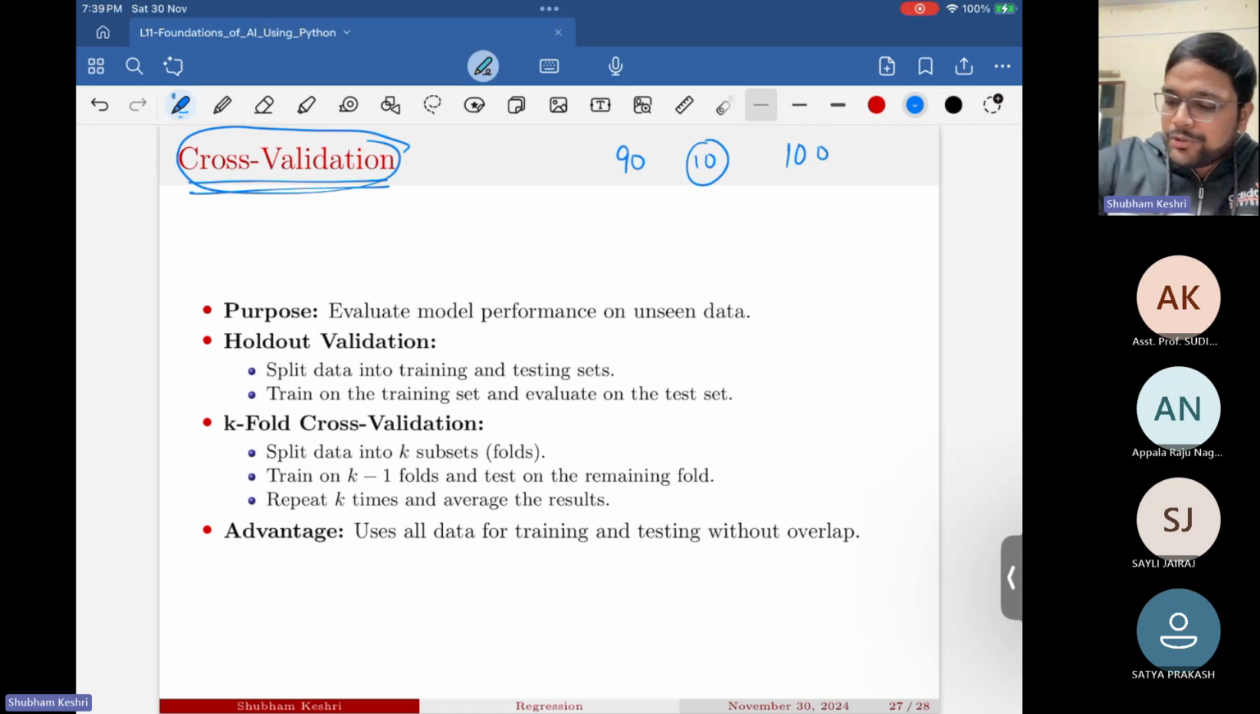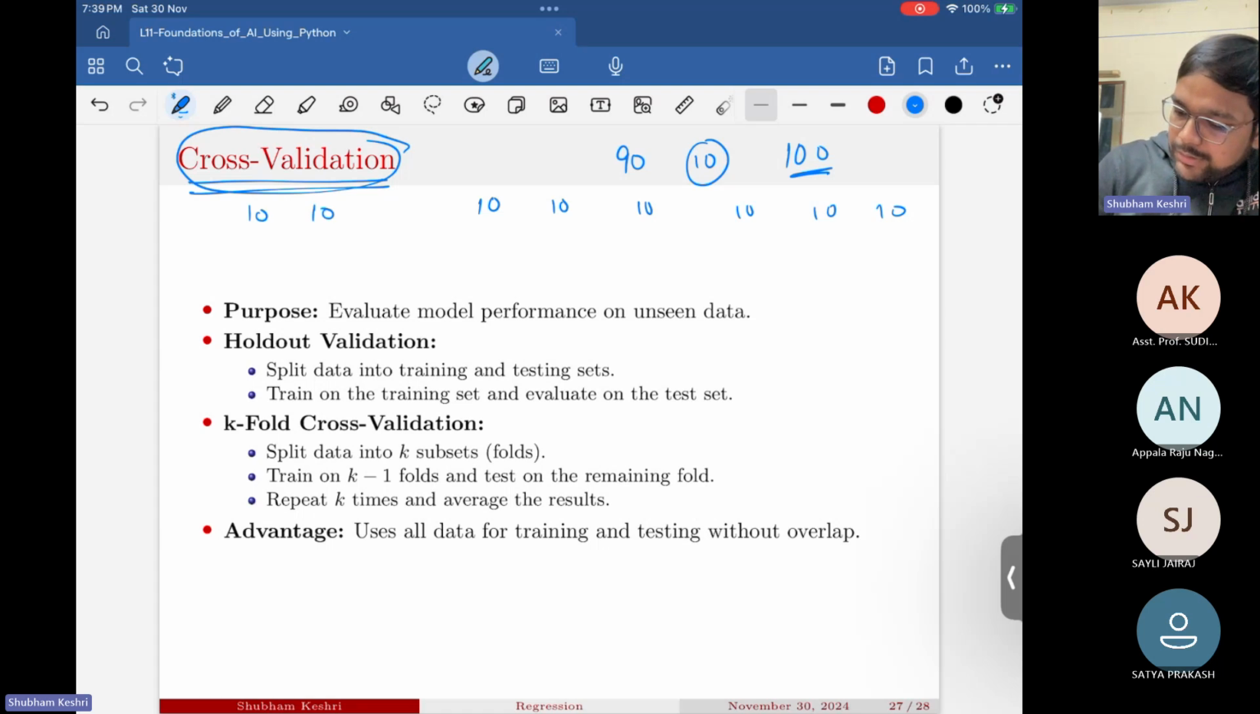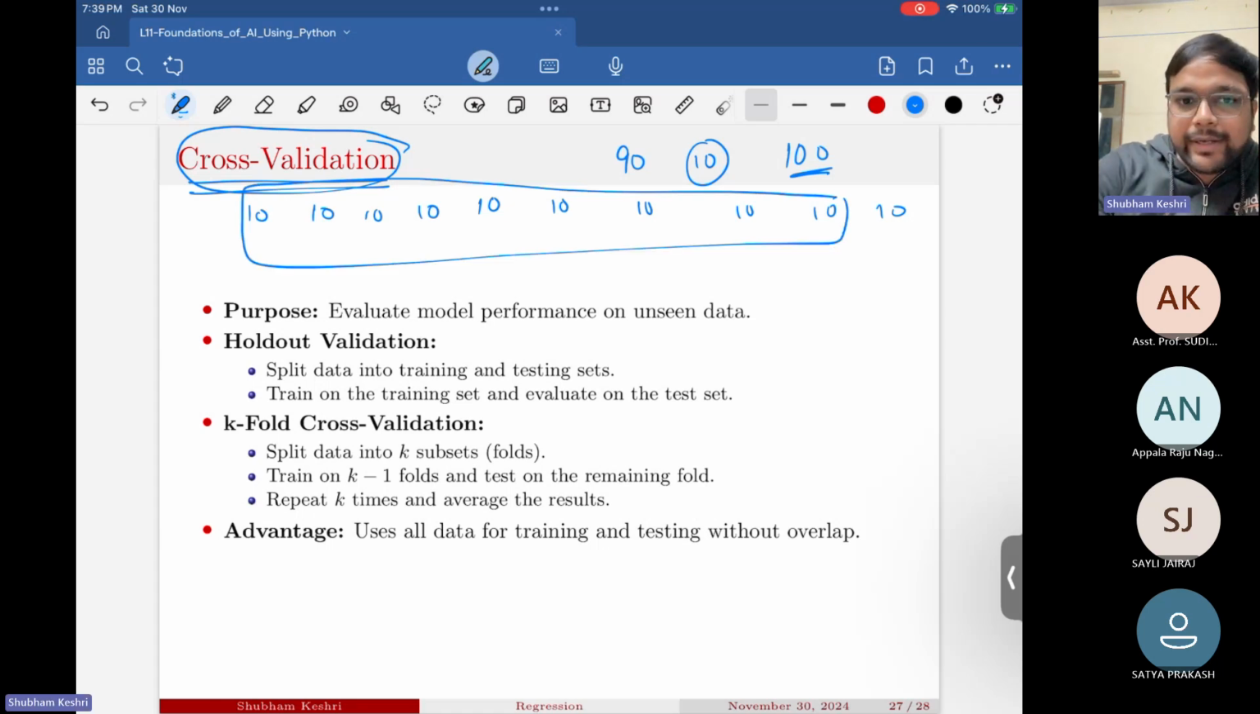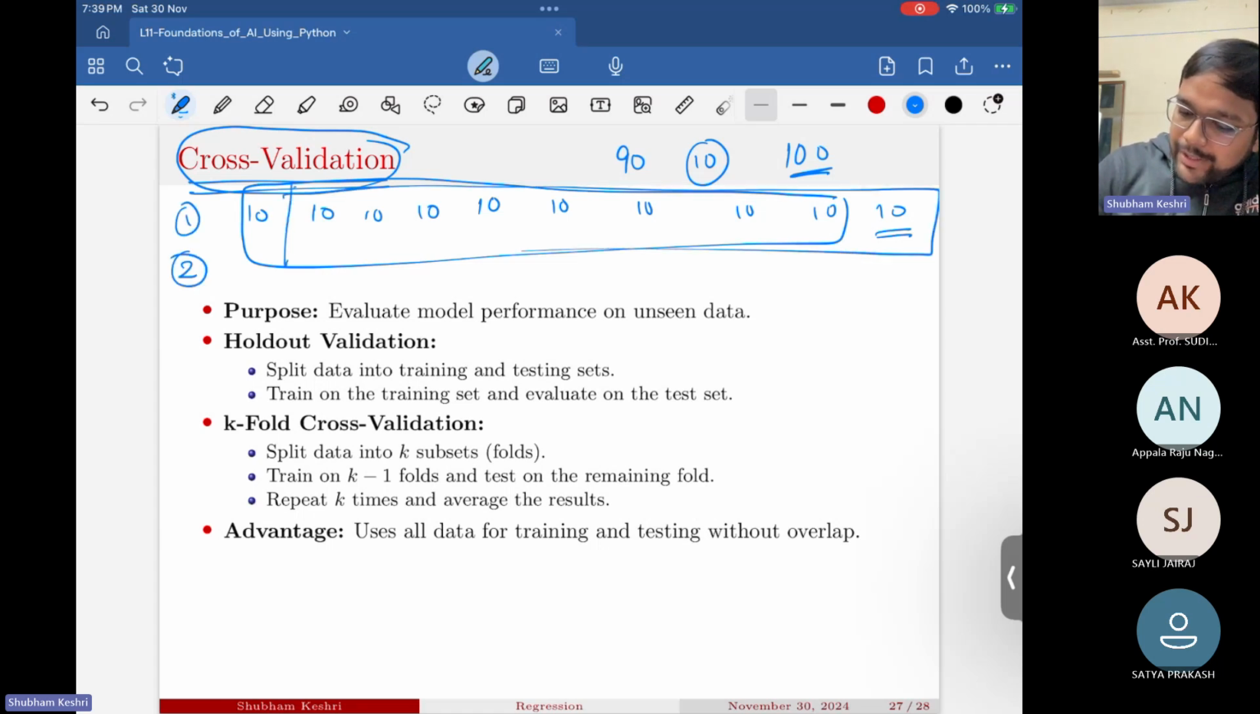What does it do? For these 100 data sets, you can divide them into groups of 10. Now what you do is you pick 9 of them and make it the training set and use the remaining one as the testing set. First case. For the second case, pick the next 9 of them and use one as the testing set. For the third case, you again do the same but leave out another. So you will have multiple testing sets and multiple training sets and you use those.